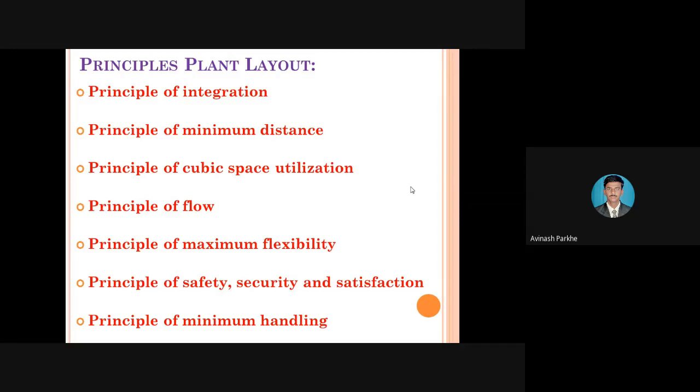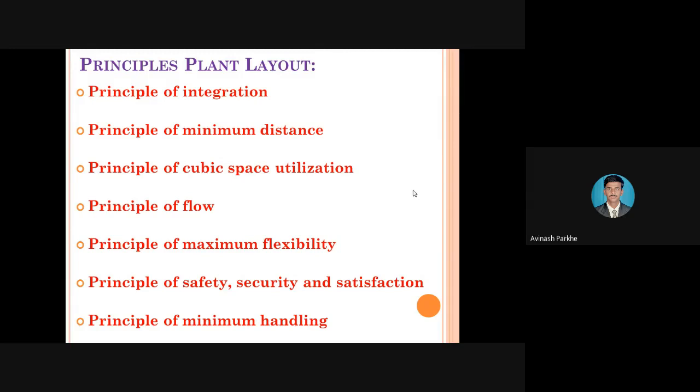But whenever we are locating the machines in the industry, the distance between machine 1 to 2, 2 to 3, 3 to 4 should be very less. If the distance between machine 1 and 2 is very large, then the material has to travel the maximum distance from machine 1 to machine 2. Sometimes two machines are to be handled by a single operator only. So that operator, that worker, has to travel the maximum distance from machine 1 to machine 2.